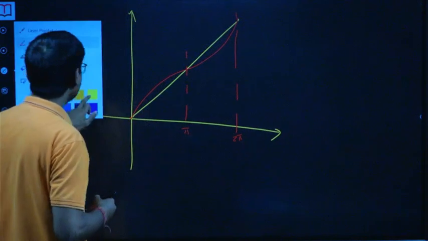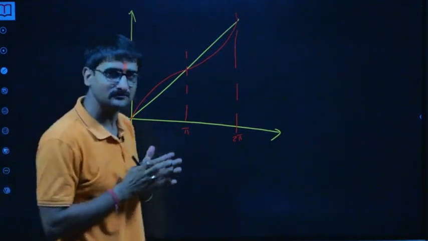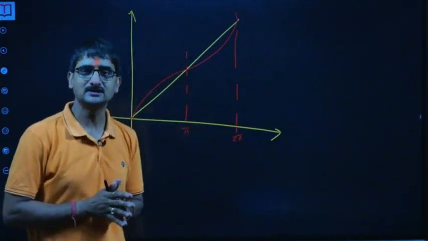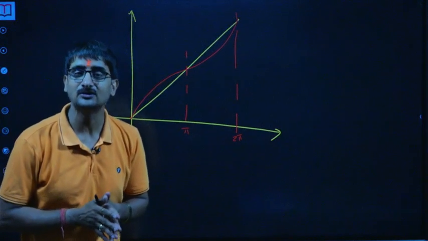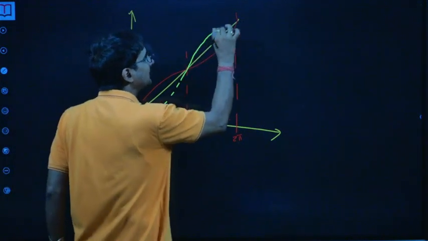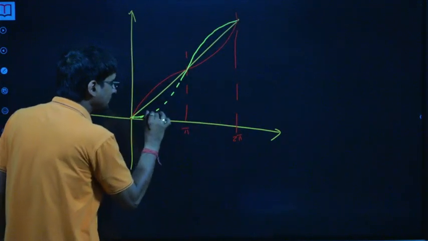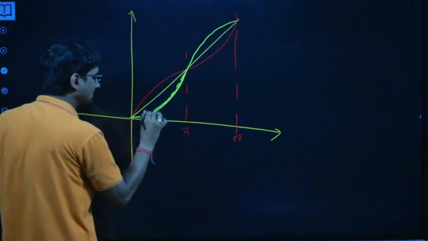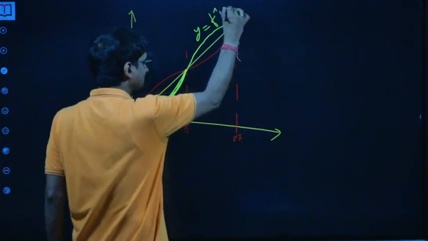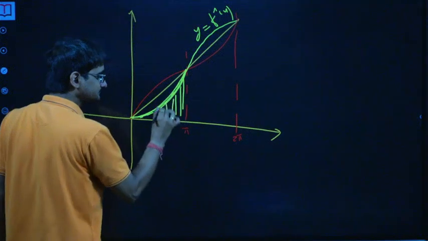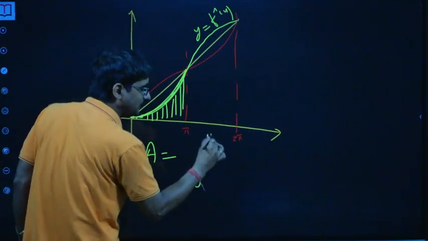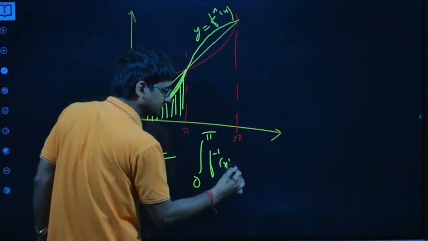Now, if we go for its inverse, what's the property of the inverse? It says you can get its curve by taking the mirror image of y equals f(x) on the line y equals x. So if I draw its mirror image, this is how it will look. What are we looking for? We are looking for the area bounded by y equals f inverse of x between 0 to pi. So the area is the integral from 0 to pi of f inverse of x dx.